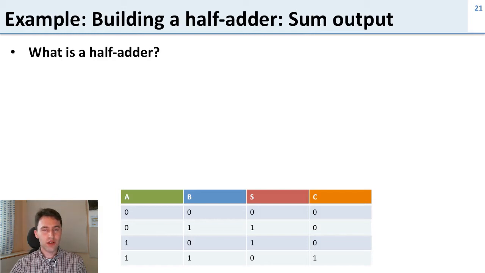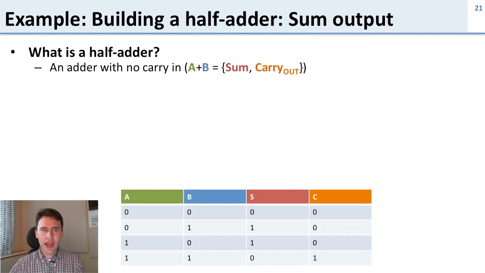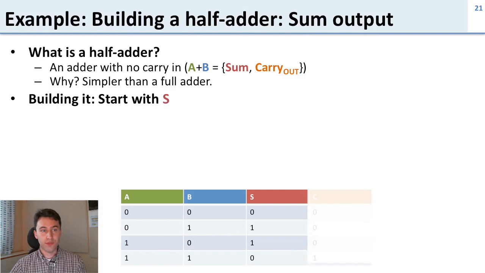Before I get started here, what is a half adder? And why would we only build a half adder? Well, a half adder is an adder with no carry in. Remember, usually when you're adding, you add three things: a, b, and the carry in. A half adder has no carry in, so it's just a plus b, getting a sum and a carry out as a result. And why are we looking at this? Well, it's simpler than a full adder. Don't worry, you'll get to do the full adder later, but now we're just going to look at the half adder.